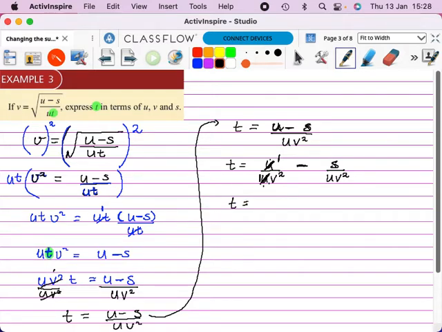Now, what does that become? Well, it becomes 1 over v squared minus s over uv squared. The big question you have to ask yourself is, why would you do that when you already had full marks down here? And you've got my support. Stop here.